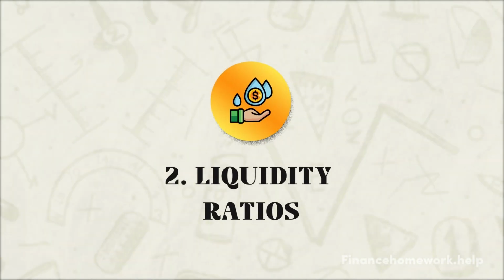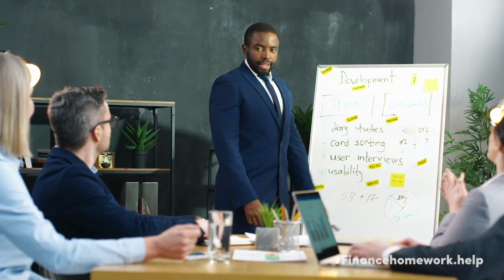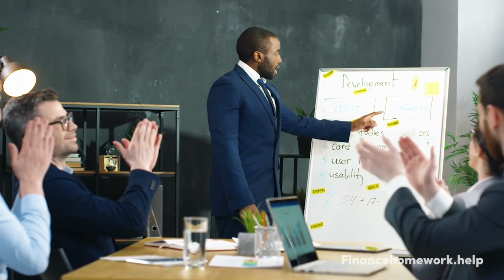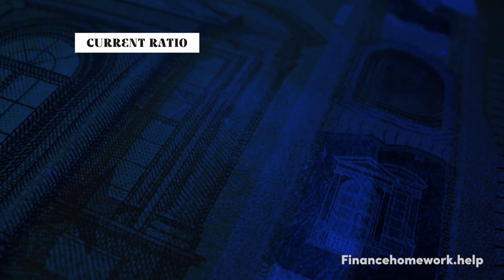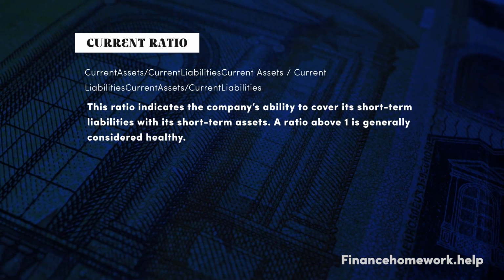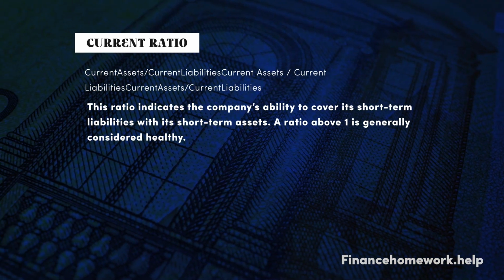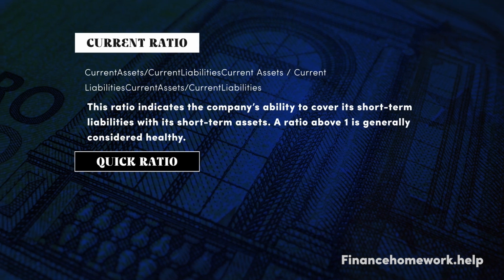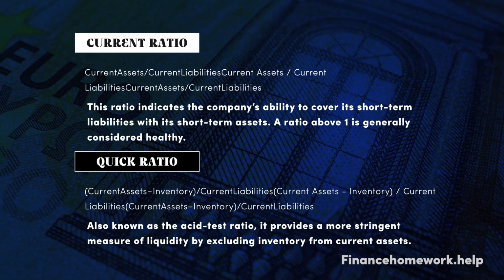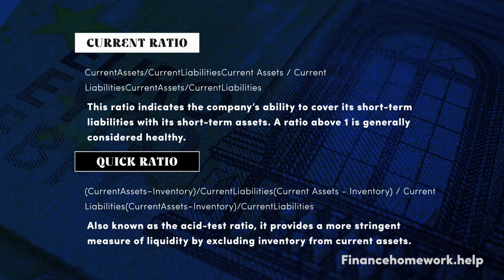2. Liquidity ratios. Liquidity ratios assess a company's ability to meet its short-term obligations. Key liquidity ratios include current ratio. This ratio indicates the company's ability to cover its short-term liabilities with its short-term assets. A ratio above 1 is generally considered healthy. Quick ratio, also known as acid test ratio. It provides a more stringent measure of liquidity by excluding inventory from current assets.